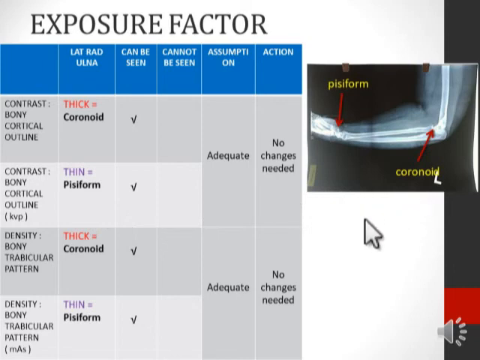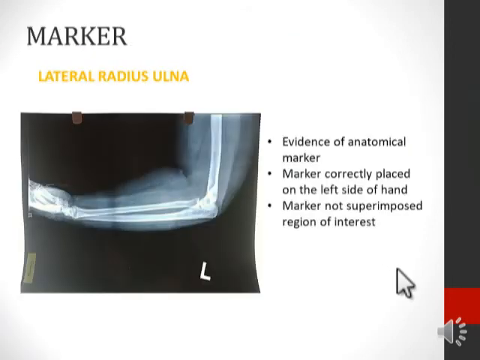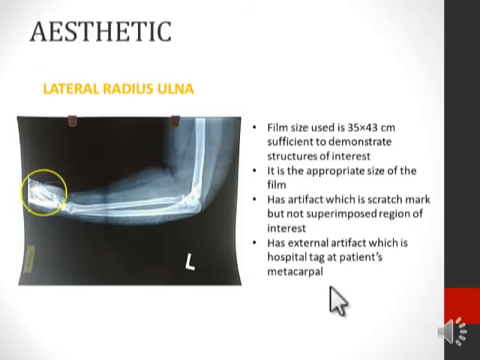While the bony trabecular pattern for the thick structure, which is the coronoid process, and the thin structure, which is the pisiform, also can be seen. So there is also no changes needed on the radiograph. So next is marker. In this radiograph, there is evidence of anatomical marker, which is the plumbar marker. It is correctly placed on the left side of the hand, and it is also not superimposed with region of interest. So next is aesthetic.